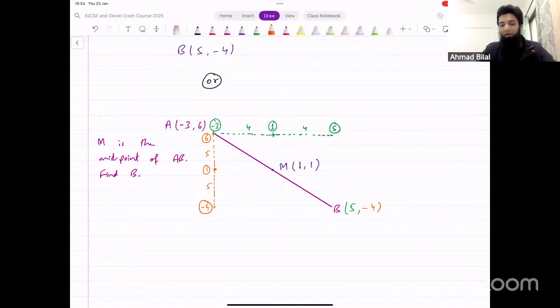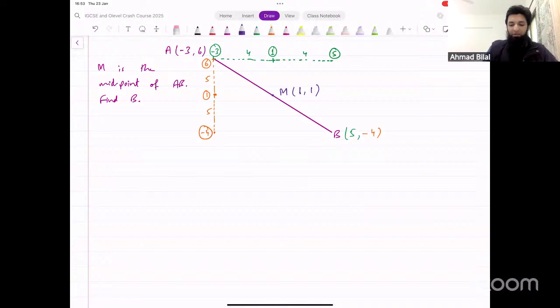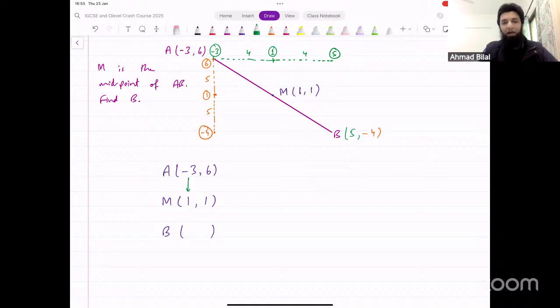Now you can do this working in your exam like this. You would say A is minus 3, 6. M is 1, 1. You write these coordinates like this. A is minus 3, 6. M is 1, 1. And M is the midpoint of AB. We write B down here like this. And now we write it like this. How do we go from minus 3 to 1? How many units do you have to add or subtract in order to reach that point? We have to add 4, right? Minus 3 plus 4 gives us 1.